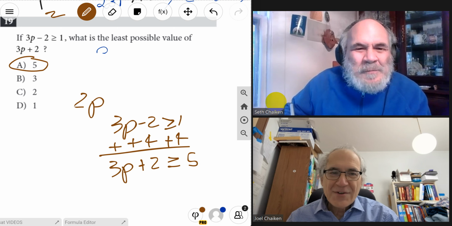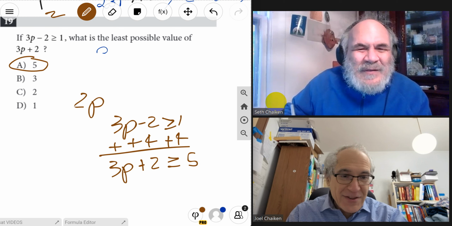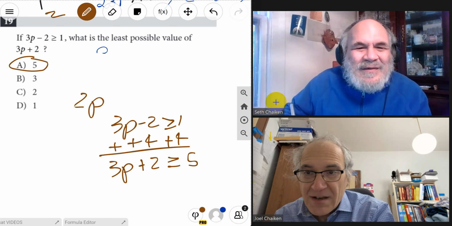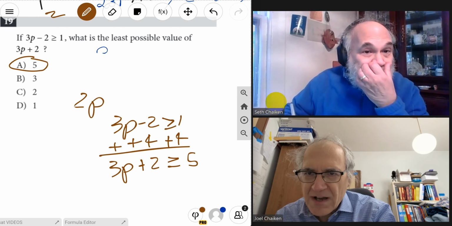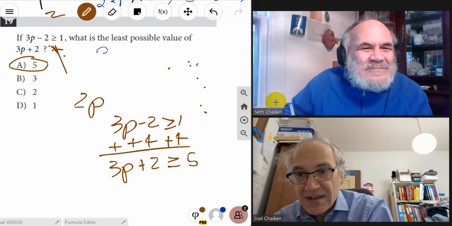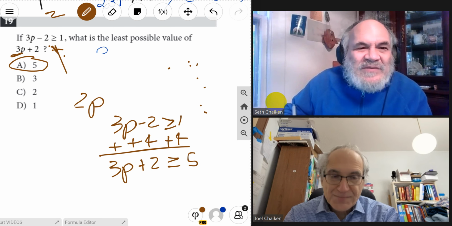Wait, let me say one quick thing. You can do this by solving that inequality for p and then throwing p into here and getting 5. But that is a real slow way to do it. But if you don't see the pattern, you don't really have a choice.